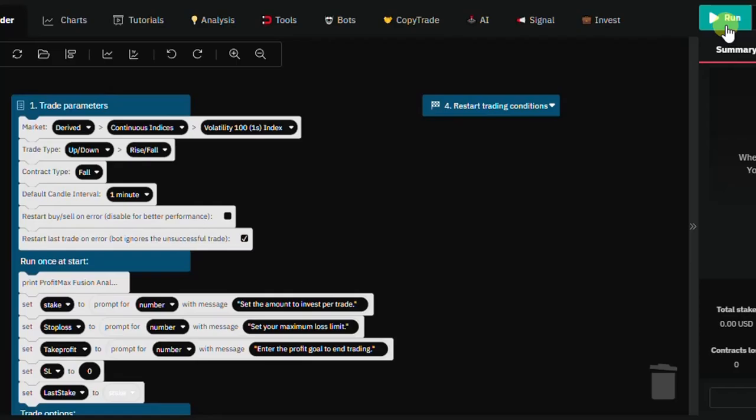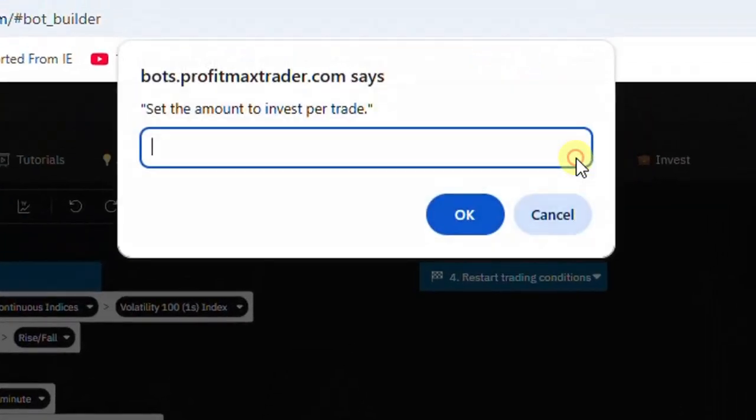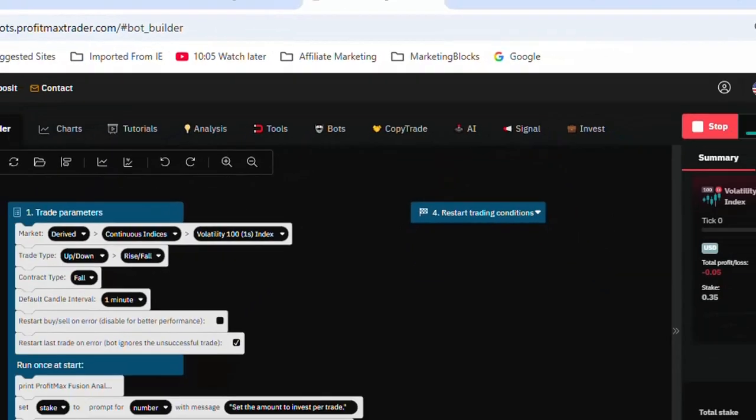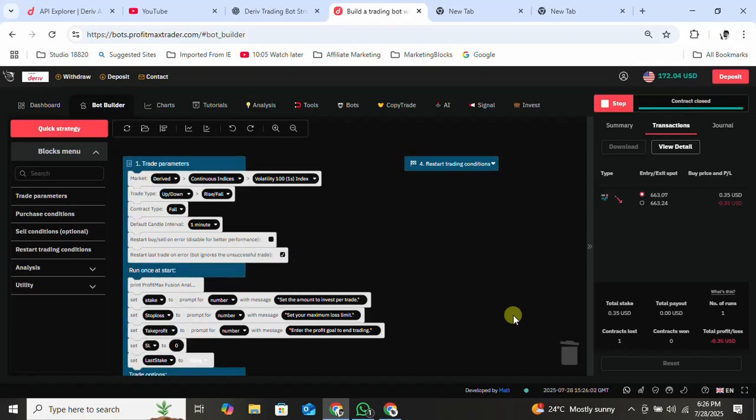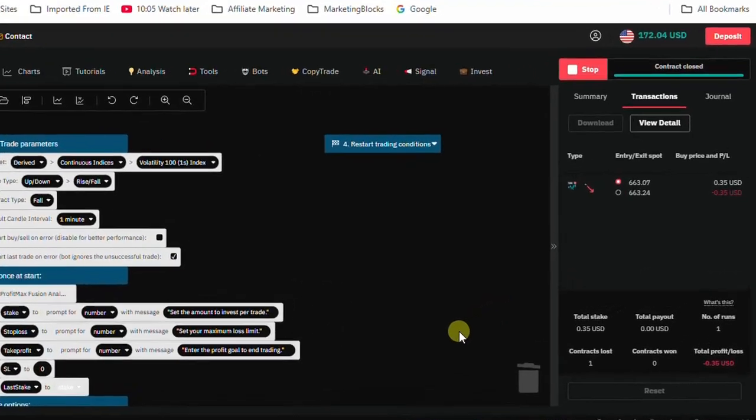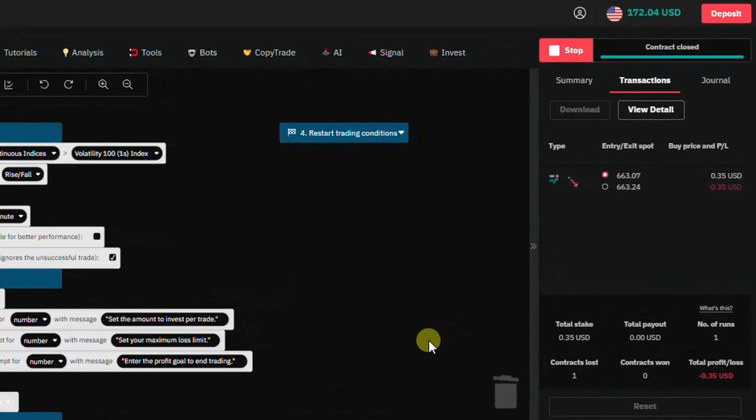Do not disable. Once you run it, the bot now will start prompting you to set the amount to invest per trade. So look, we are setting 0.35, the least amount. And then let's have our stop loss at maybe around $150, depending, of course, on your capital. And then let's try and make $80, okay? So you've noticed I've set a very small stake, 0.35 like that. It's because once it loses, it will do a martingale of the 5.3, okay?